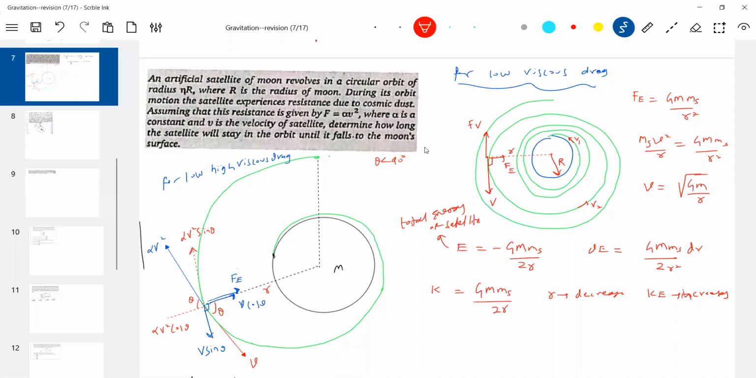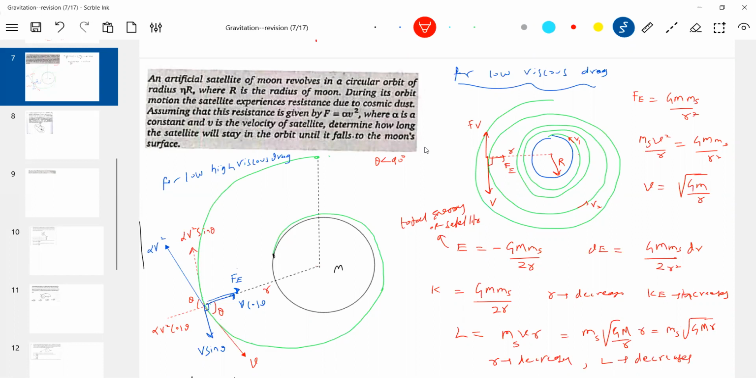Now, what will happen to angular momentum? Angular momentum is given by mvr. And what is the expression for v in terms of the mass of the satellite, ms, and G M? Angular momentum also will increase, no? Sorry, R decreases, so angular momentum decreases. Okay, let's get into the calculation part.